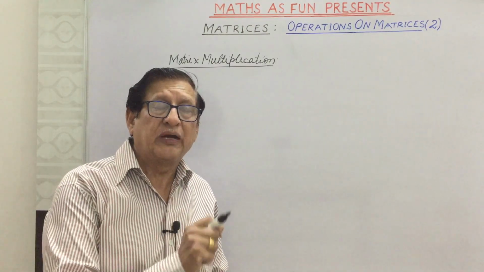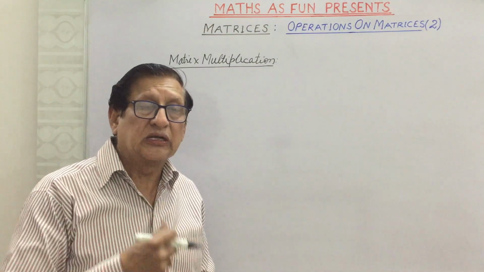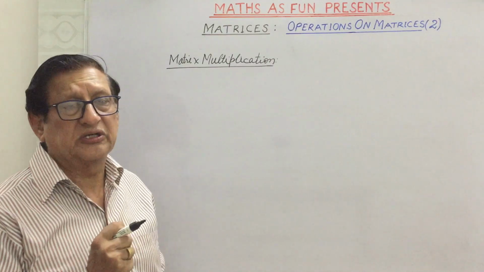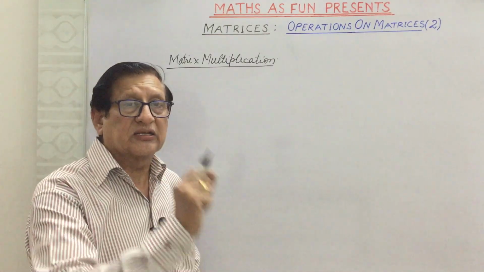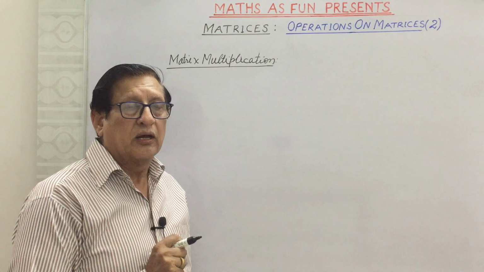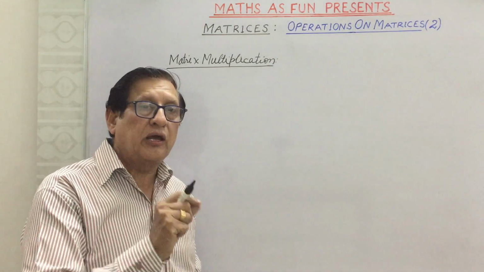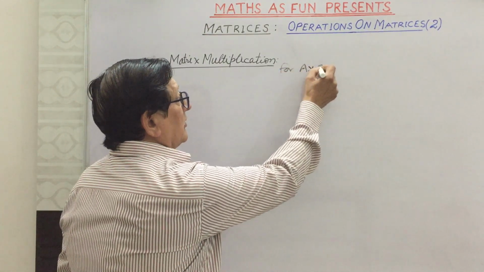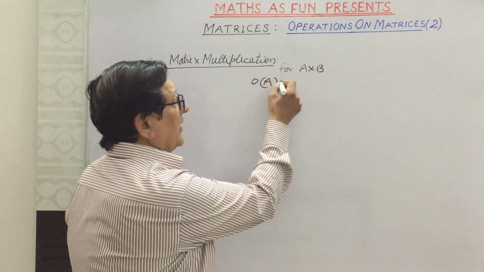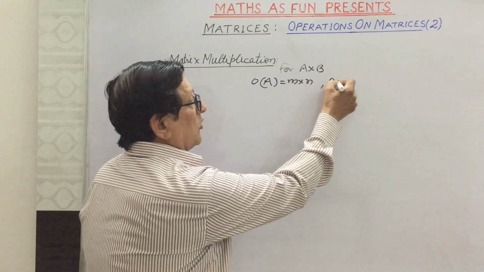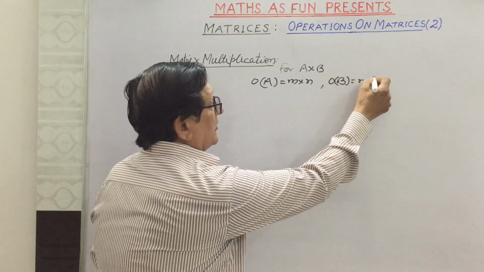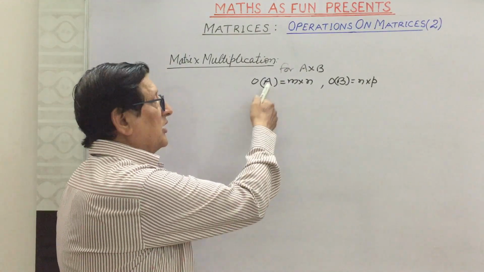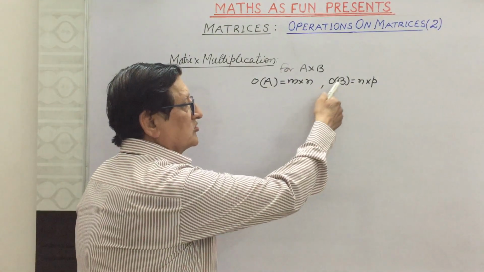Now we will learn about the matrix multiplication, that is multiplication of two matrices. For that we have to remember some conditions. In case we have two matrices A and B and we want to find out the product A into B, then for A into B, we should have order of A as m into n, then order of B is to be n into p. It means the number of columns in A should be the same as the number of rows in B.